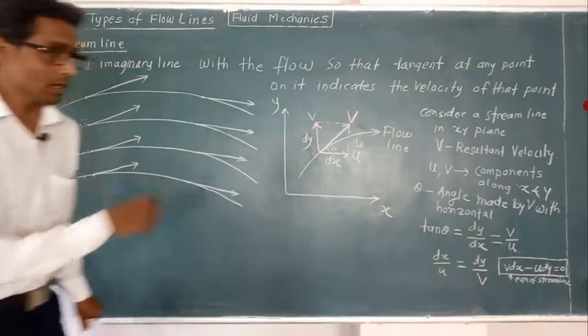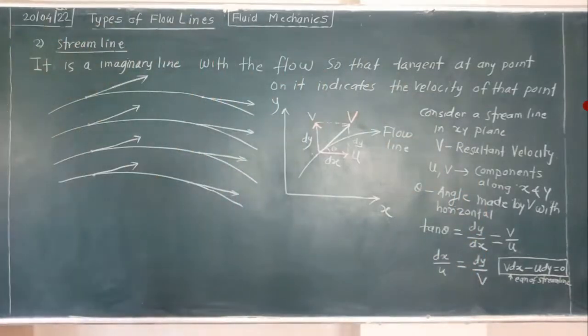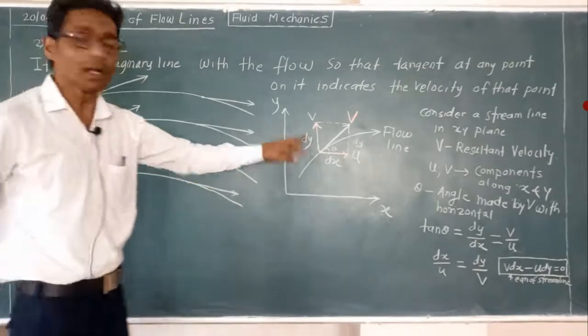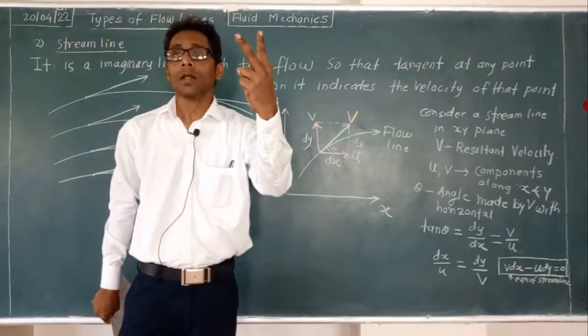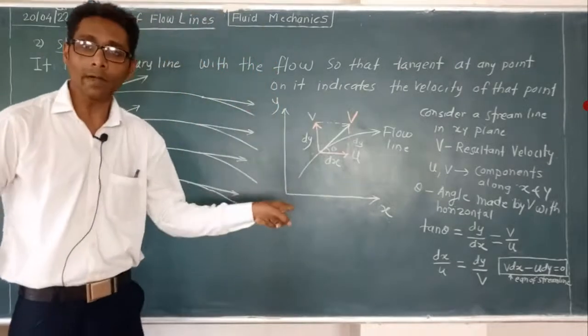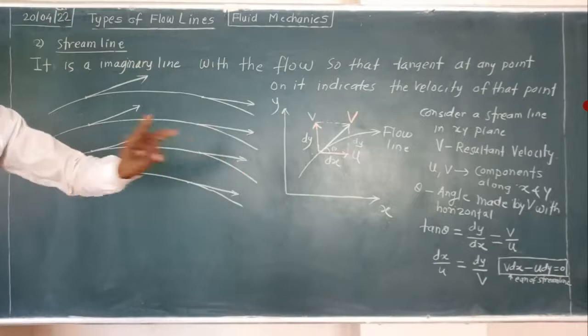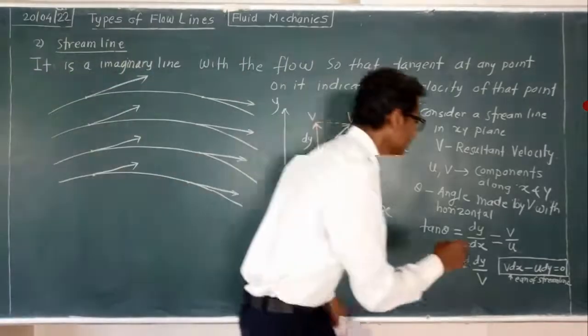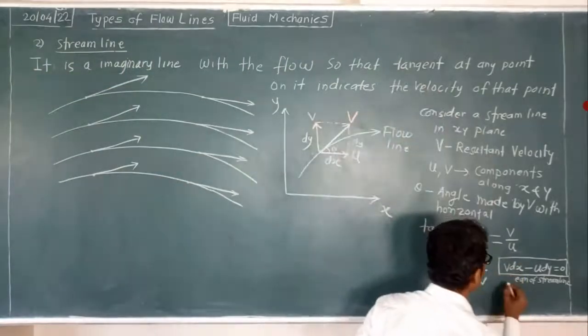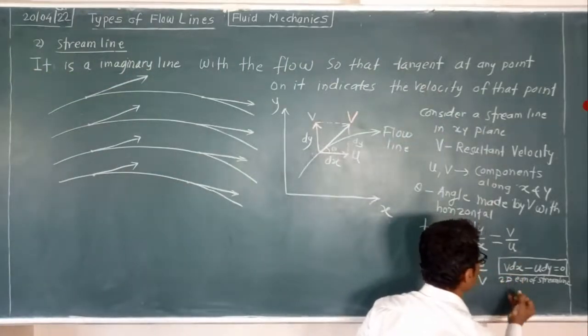So mathematically we get here the equation of streamline, that is v dx minus u dy, and this is what? Two dimensional, because here we have considered two velocities. The third axis, which is perpendicular to this board, we have not taken here. So this equation is a two-dimensional equation. You can write here, 2D.